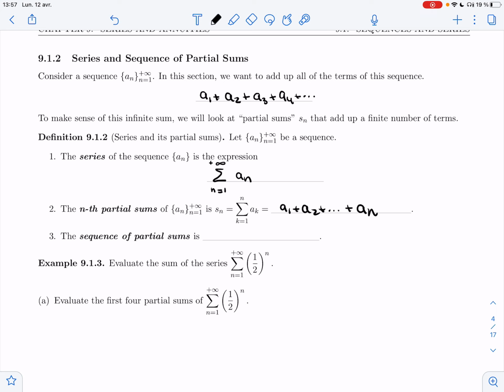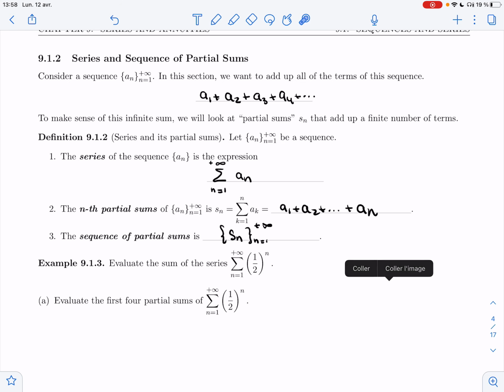All right, so we start with a list of numbers, and then we start adding a certain number of them. So for example, S1 would mean you just add up a1. S2, you add up a1 and a2. S3, you add up a1, a2, and a3. S4 would be this sum. And so we get a second list of numbers, a second sequence, and the sequence of partial sums is exactly that: Sn, n equals 1 to infinity. All right, so we start with one list, we build a second one, of numbers.